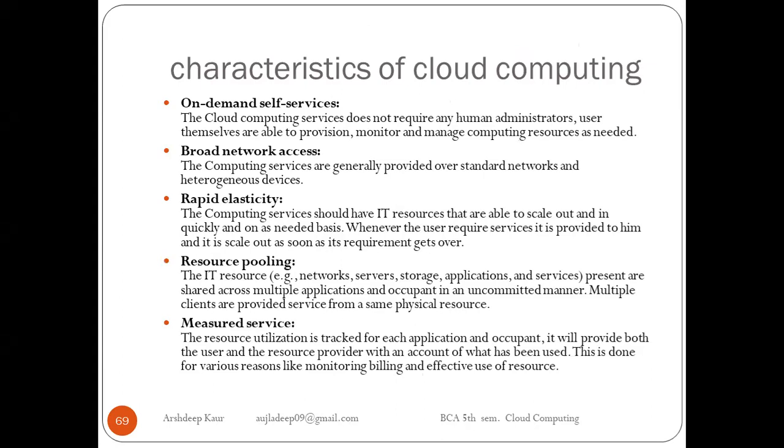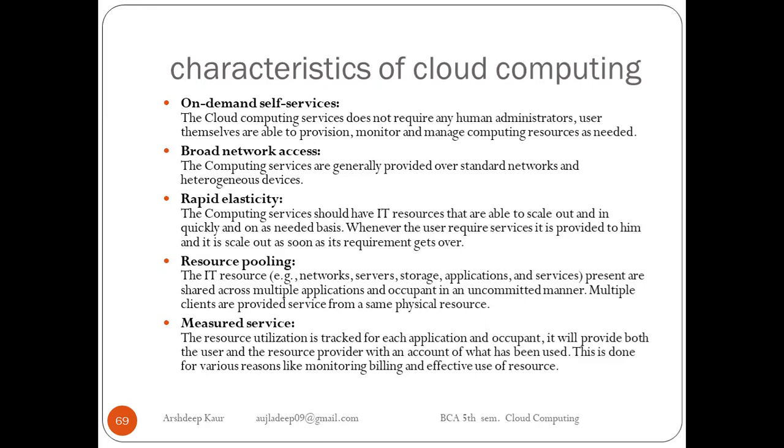Broad network access. Now everything is on the internet. It provides broad access. We can access anything from the internet anywhere. Rapid elasticity. It means when you get a request, it should be capable enough to give the resources at that time. Whenever the user requirement arises, it is provided to them, and it scales down as soon as the requirement is over. When any customer wants the services, they are provided immediately.